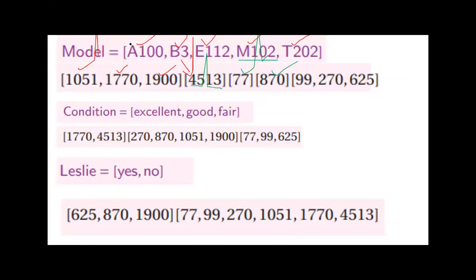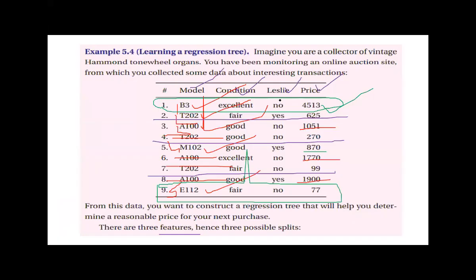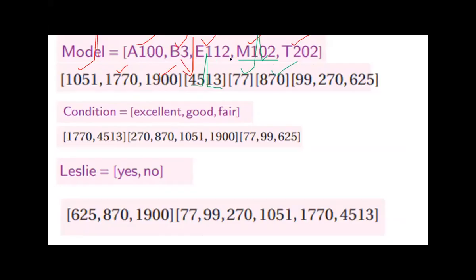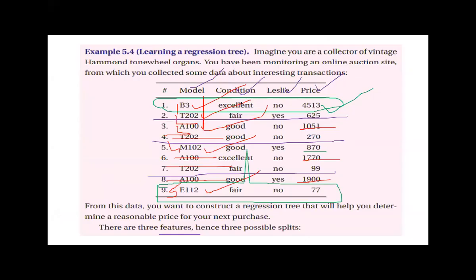If you see here, in model there are 5 different models: A100, B3, E12, M102 and T202. The possible target values are 1051 and so on. Now the other feature is condition. There are 3 conditions, my dear friends: excellent, fair, good.